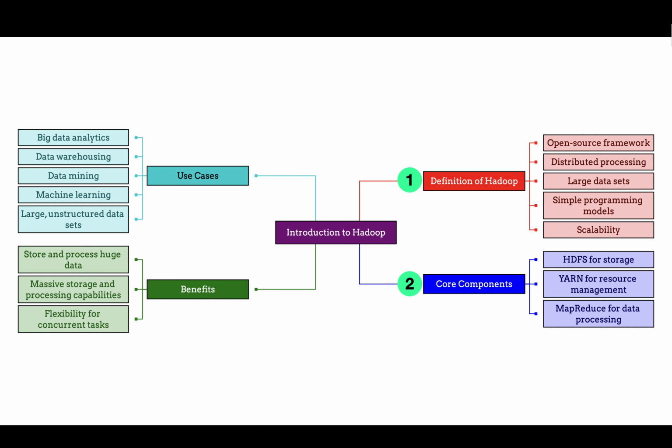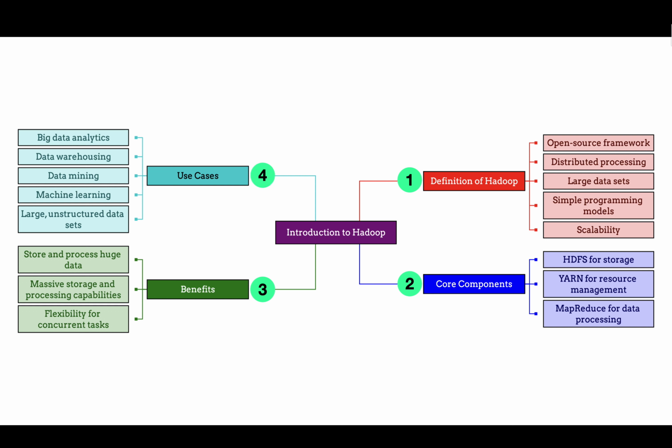2. Core components. The core components of Hadoop include HDFS, Hadoop Distributed File System, for storage, YARN, Yet Another Resource Negotiator, for managing computing resources, and MapReduce for processing large data sets. 3. Benefits. Hadoop's major benefits include its ability to store and process huge amounts of any kind of data quickly, massive storage and processing capabilities, and the flexibility to handle limitless concurrent tasks or jobs.